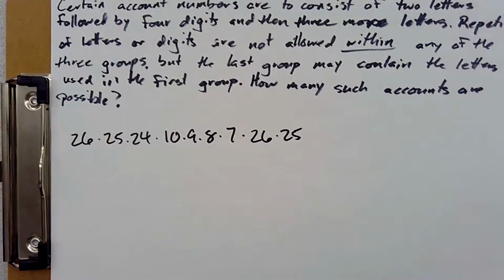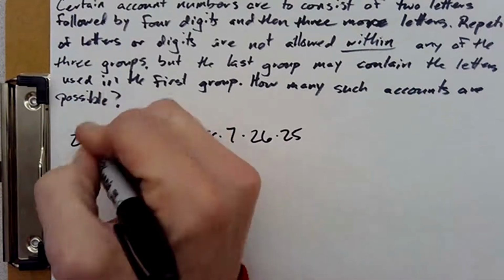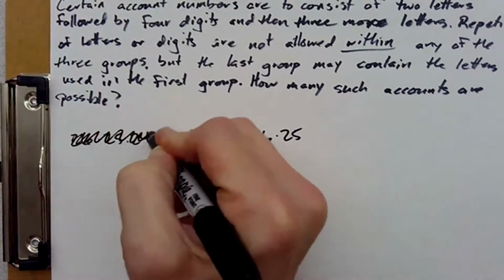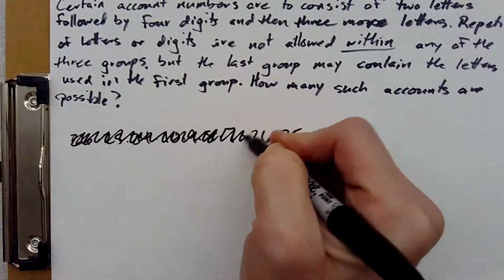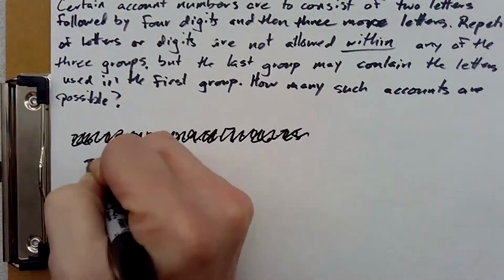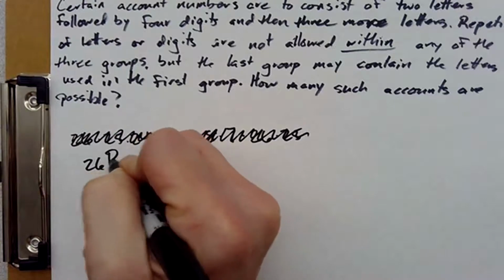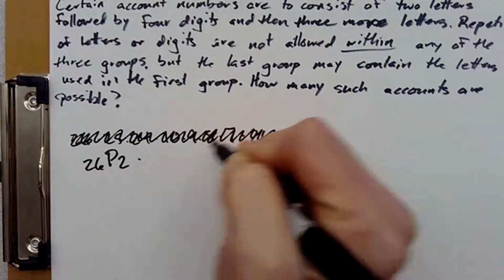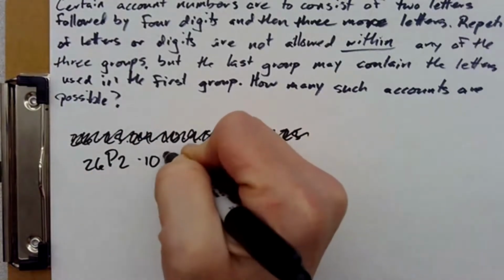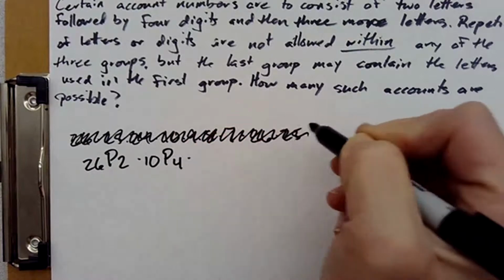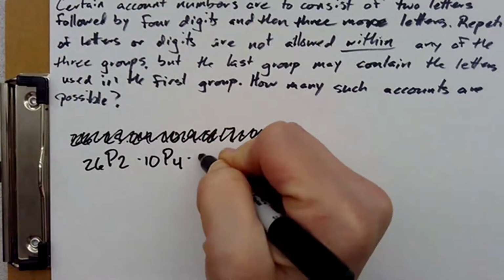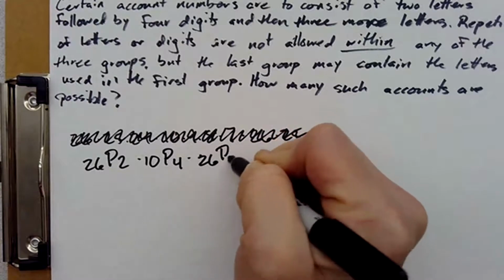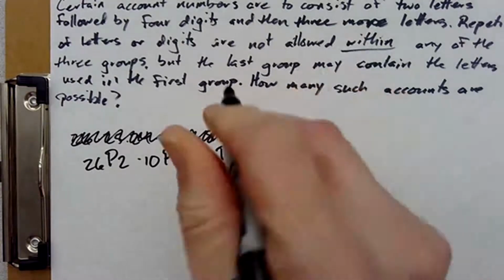Now they do this a little differently because we have to pick different numbers. That's what's going on there. So I'm doing this a little wrong. I apologize. This should be 26 pick 2 times 10 pick 4 times 26 pick 3. Okay, that's going to be a little bit easier.